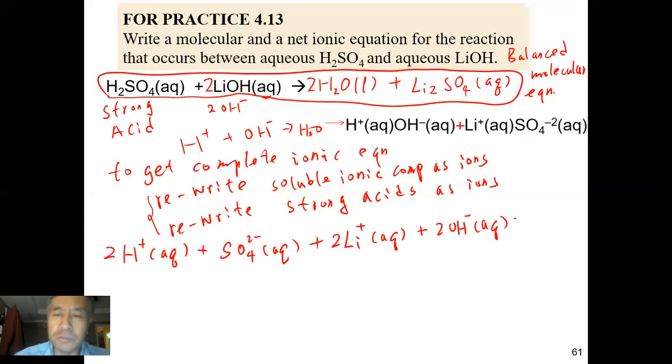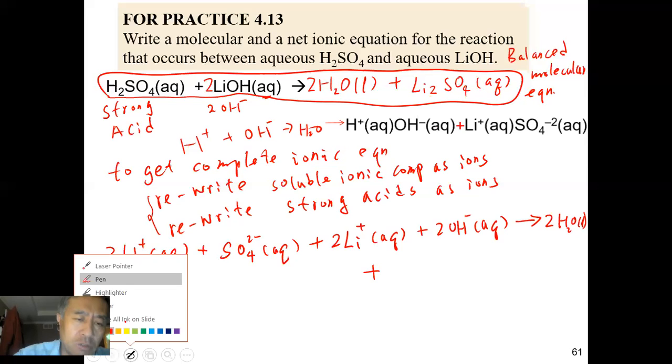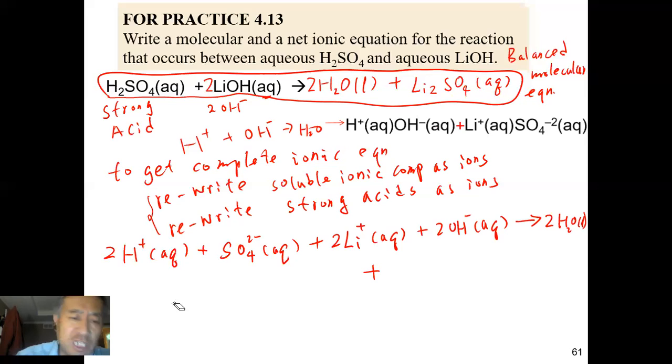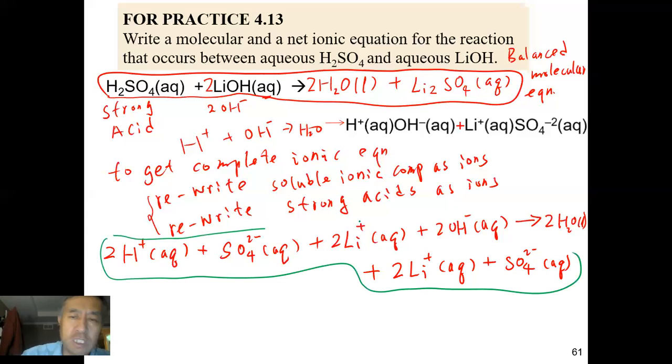Okay, so we finished the two reactants. Then we move on to the products. The first one is liquid, so we keep that as it is. We write 2H2O liquid. The second product is a soluble ionic compound. Why ionic? Because lithium is a metal. So now you rewrite: 2Li plus aqueous, then SO4 2 negative aqueous. If I circle this one, this is our complete ionic equation.